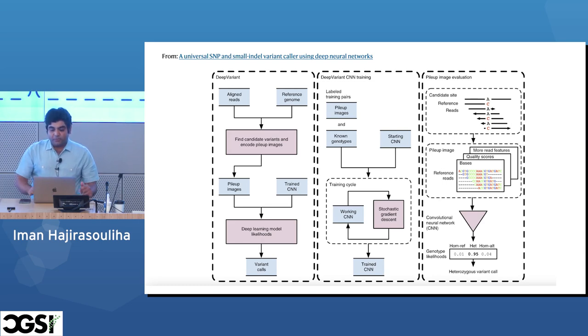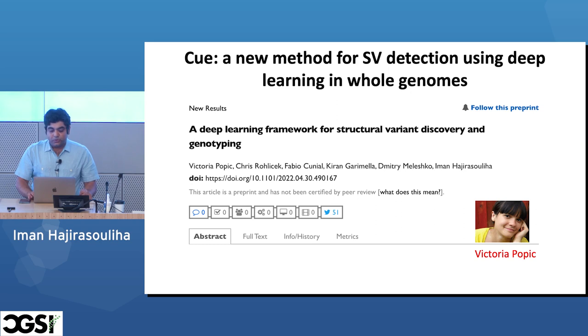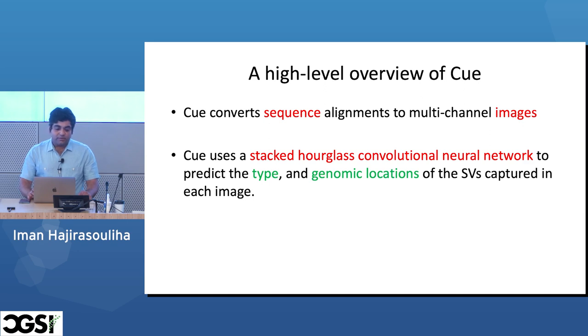But going back to the SV problem, we developed Cue, a tool led by my colleague Victoria Popic from the Broad Institute, to use deep learning for the SV detection task. A high-level overview of Cue is as follows. Again, we convert sequence alignments to a multi-channel image. Then Cue uses stacked hourglass convolutional neural nets to predict the type and also the genomic location of the SV in each of the images.